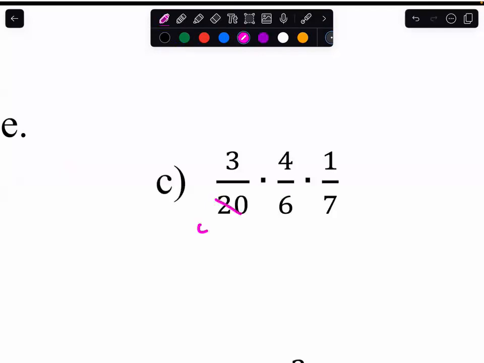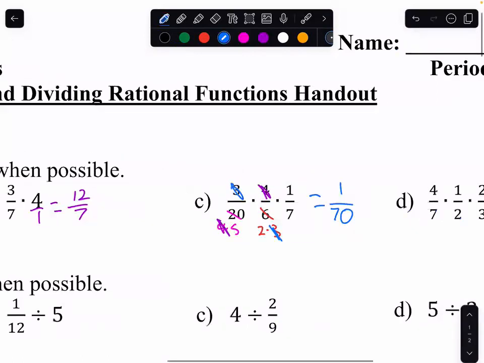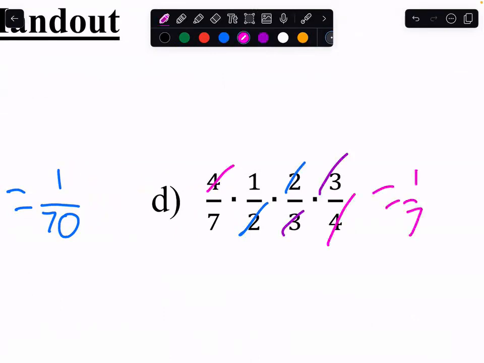I'll do 20 is 4 times 5, so I can get rid of these 4's. Then 6 is 2 times 3, so I can get rid of these 3's. That leaves me with 5 times 2 is 10, times 7 is 70. Over here, the 2's can cancel out, the 3's can cancel out, the 4's can cancel out, so just 1/7.